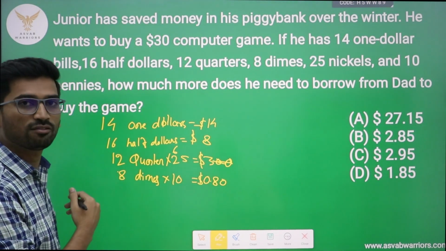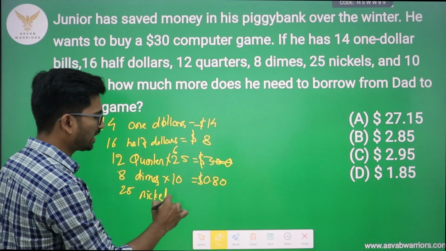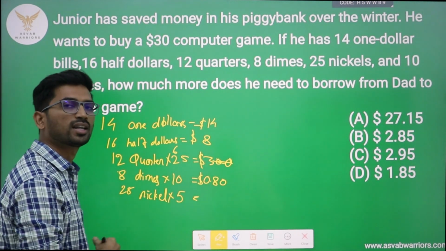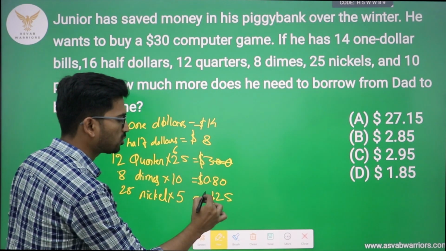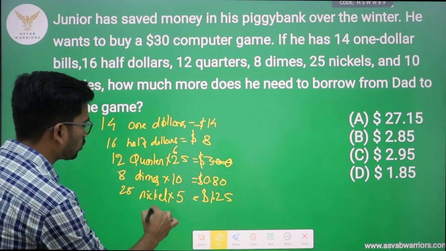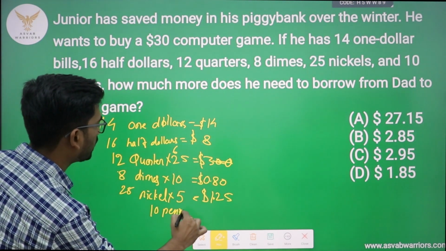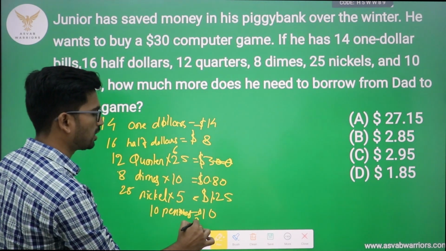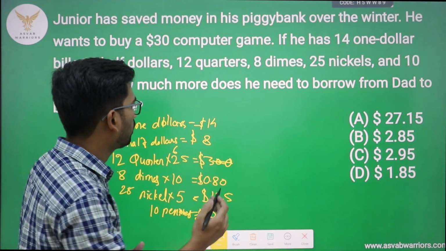Again he has 25 nickels. 1 nickel is equivalent to 5 cents. So 25 nickels will be equivalent to 125 cents or $1.25. And what else is remaining? 10 pennies. So obviously 10 pennies are equivalent to 10 cents or $0.1. Now we'll add these up, and what do we get?